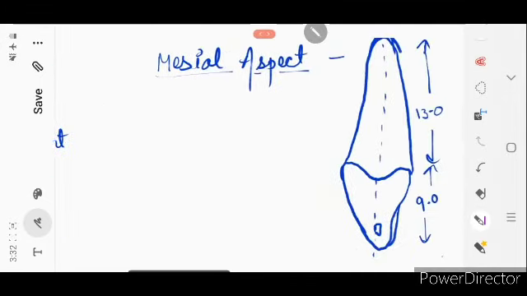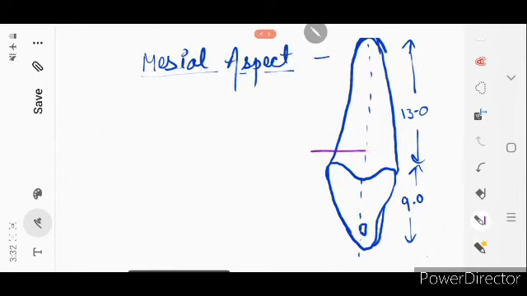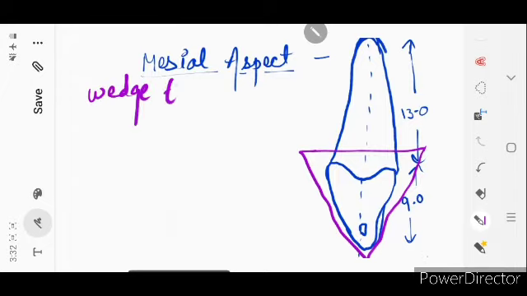Now, what about the mesial aspect? The shape is the same as in the central incisor's mesial aspect, that is, wedge shape or triangular in shape. Here the curvature of the cervical line at the mesial side is around 3 mm.